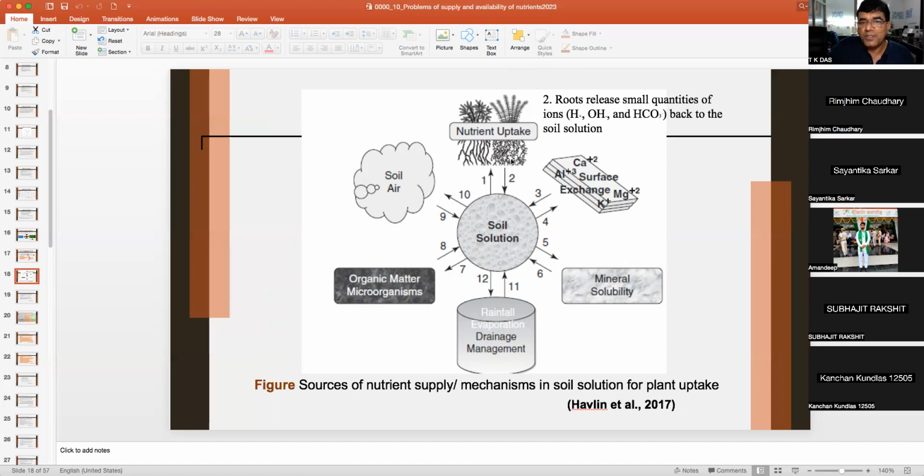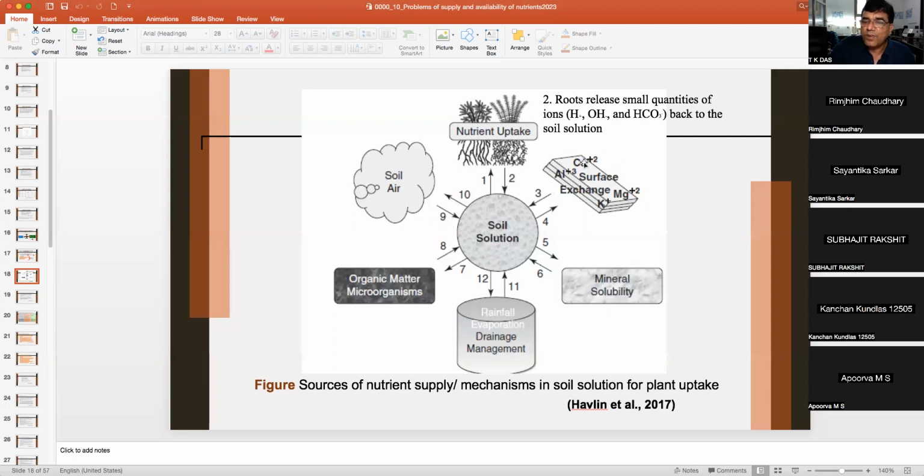So what will happen? The plant roots will release hydroxyl and hydrogen ions. And these released hydrogen and hydroxyl ions will exchange for cations and anions. You know this phenomenon. So these roots releasing hydrogen, hydroxyl, or even bicarbonates can help in exchange of other cations and anions. So that is the way of nutrient uptake. Number three is that these ions can come from colloids. Exchange surfaces are there, colloids are there, so they can supply nutrient to the soil solution.